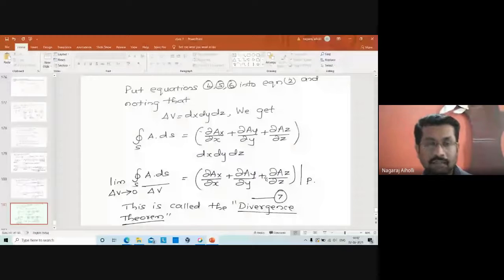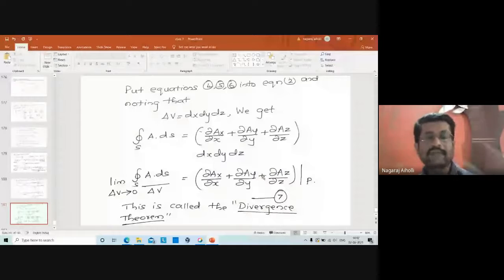Correct? Now, what does it indicate here, students? If it is delta V, then it is del dot A with respect to a point. If I want to get it with respect to the entire volume, I have to integrate that. That is, the closed surface integral of the vector A with respect to dS is nothing but the integral of the divergence of A with respect to the volume. This is a very important statement. It says the closed surface integral of the given vector A with respect to dS is equal to the integral of the divergence of A with respect to the volume.